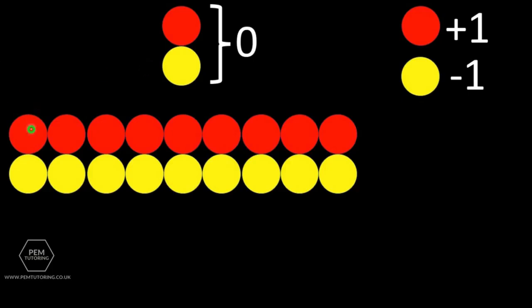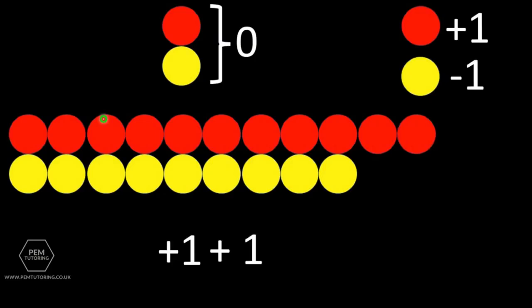So we can see here we've got +1, -1, +1, -1, and so on. So there's an equal amount of +1s and an equal amount of -1s. So the net result from all of that is going to be 0. So if we add a red counter, that's a +1, so we write down +1. If we add another red counter, that becomes 2. Okay, so 2 red counters is 2.